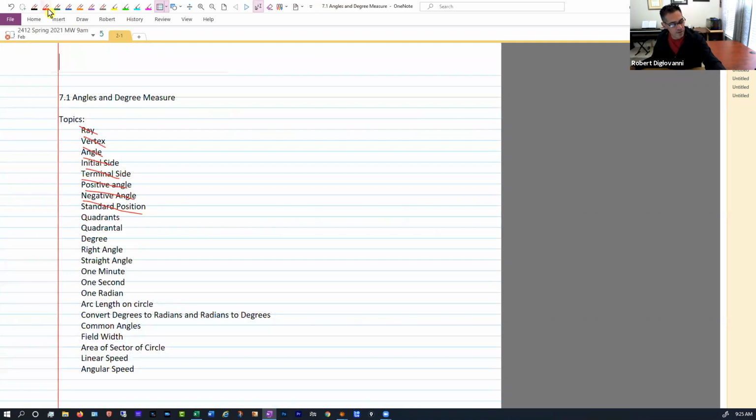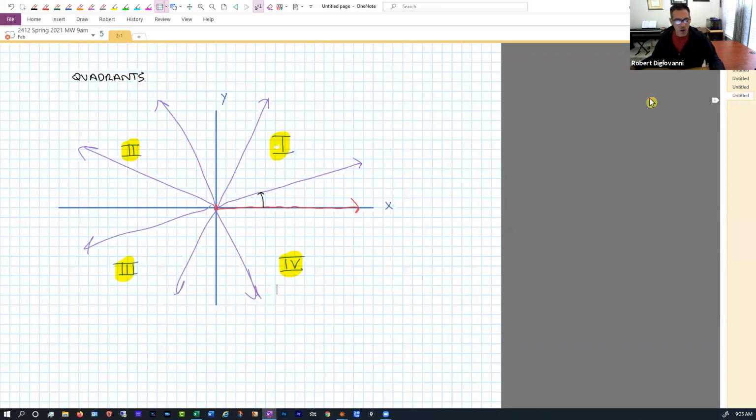All right, the next definition is a quadrantal. So what's a quadrantal? It's a weird word. I have trouble saying it. So a quadrantal is an angle where your terminal side falls on one of the axes. So here would be, if you had this angle, see this ray here? It's going straight up. That would be a quadrantal.